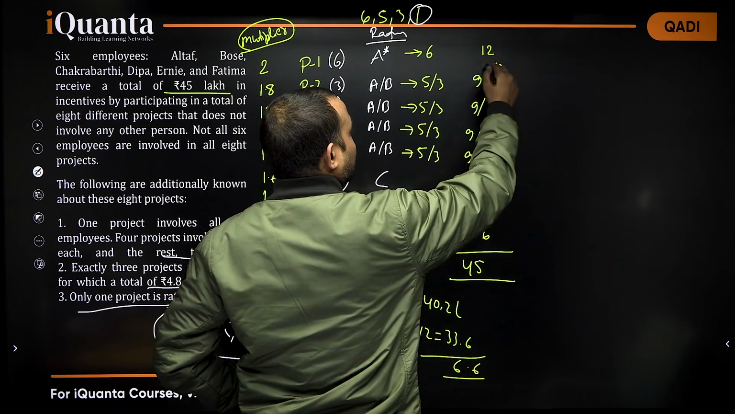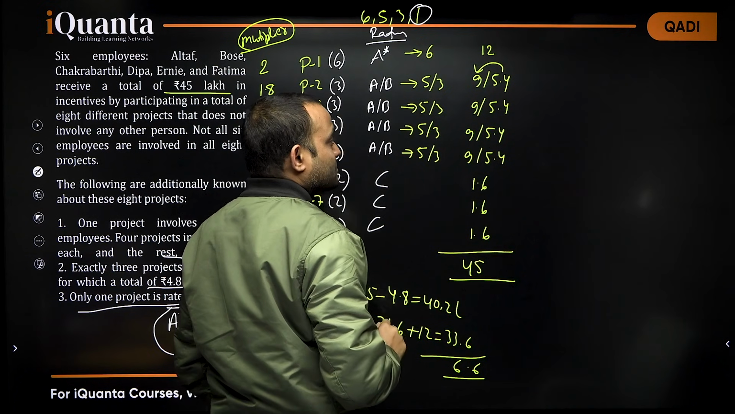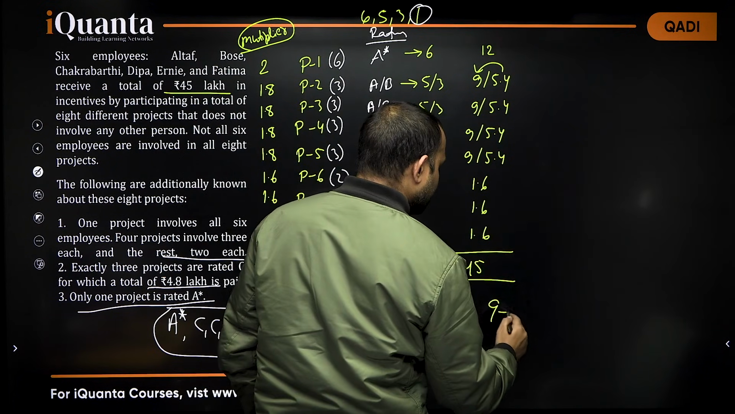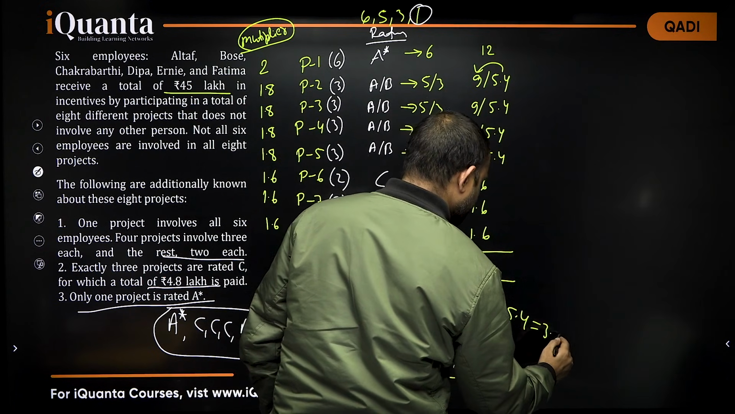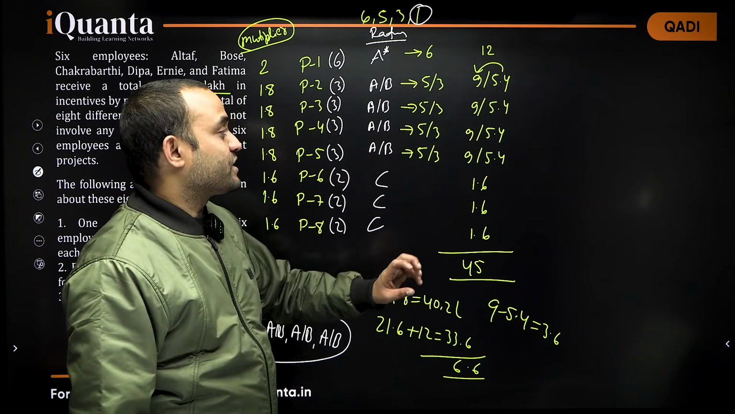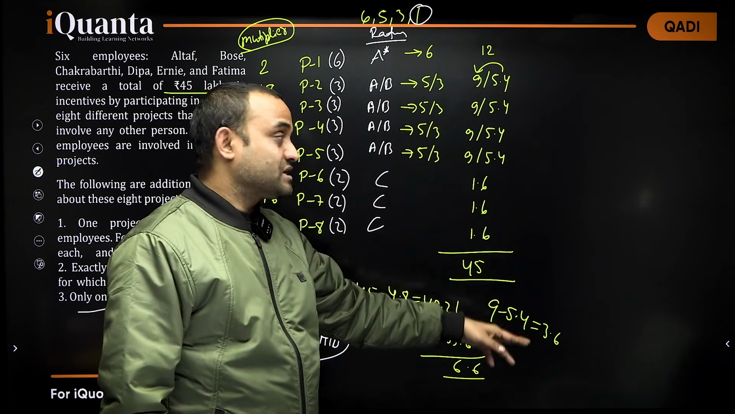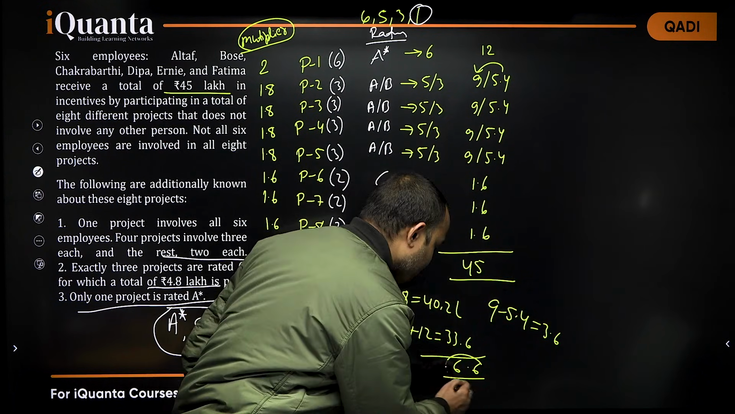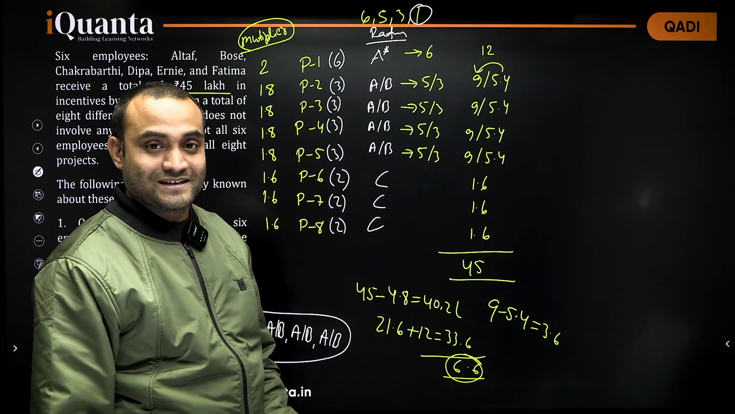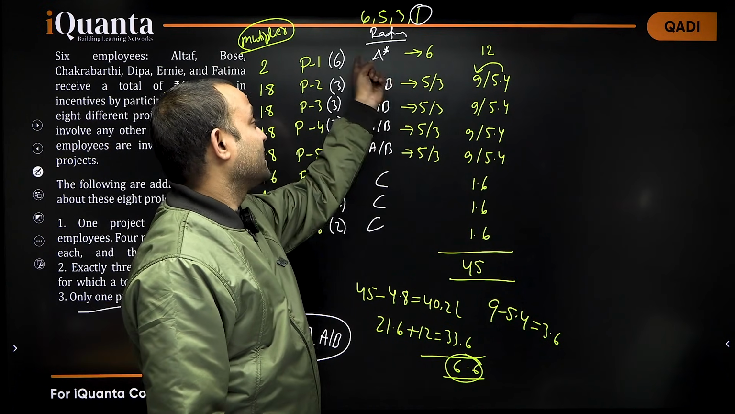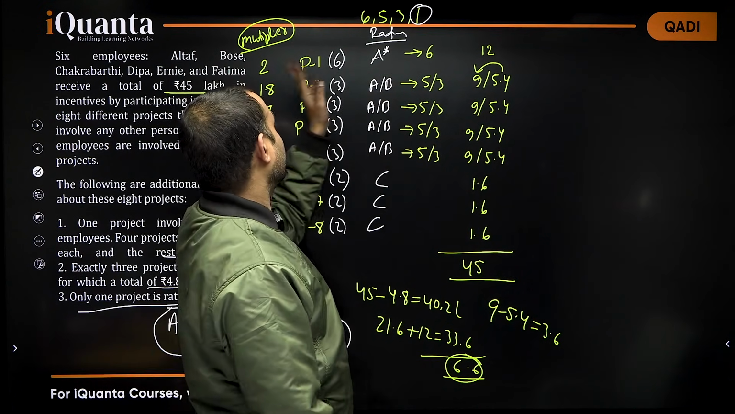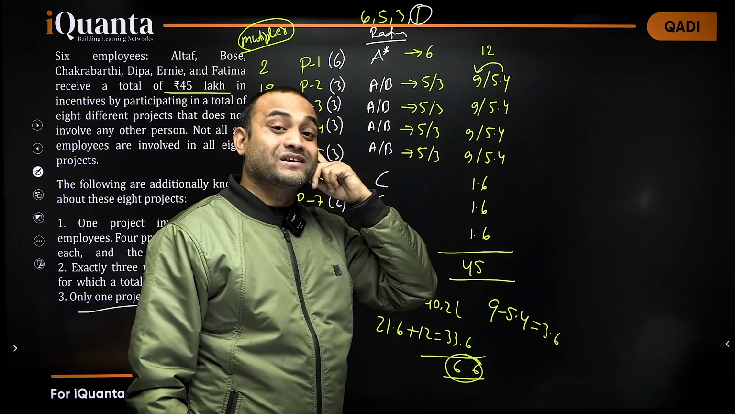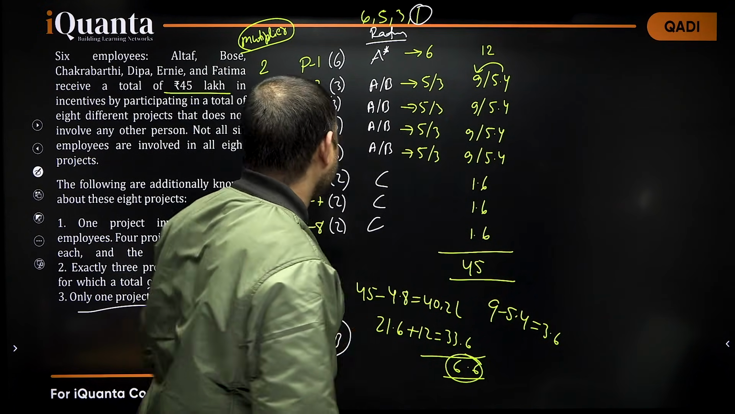Instead of this, if I take this, so instead of 5.4, if you are taking 9, then the difference it will cover is 3.6. So if you take one difference, it will cover 3.6. If you take two differences, it will cover 7.2, but it will never cover 6.6, right? So A star cannot be here. This 6 team members project performance is not rated A star because this is not possible.